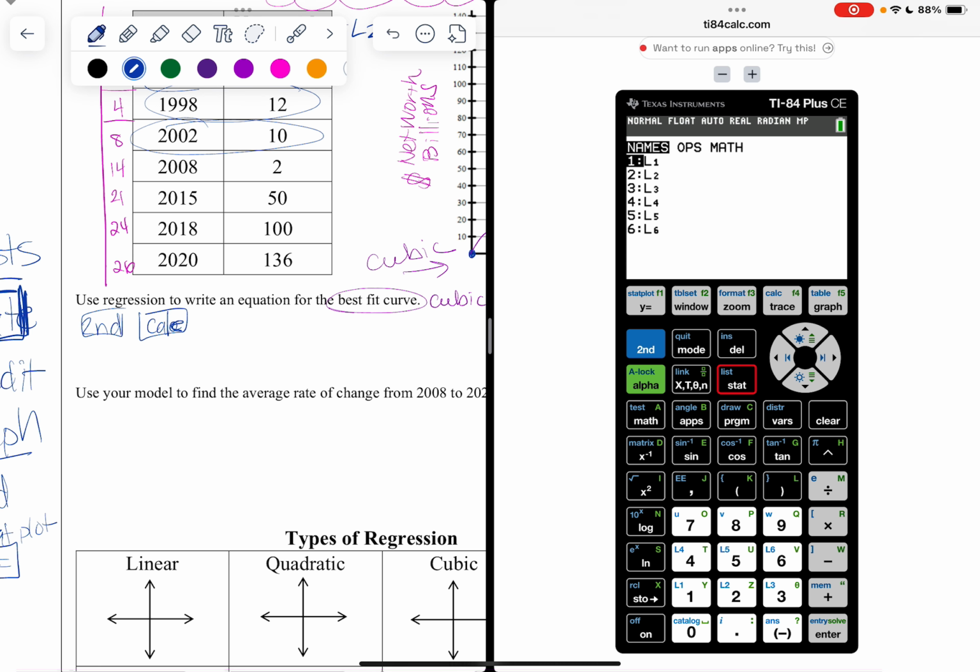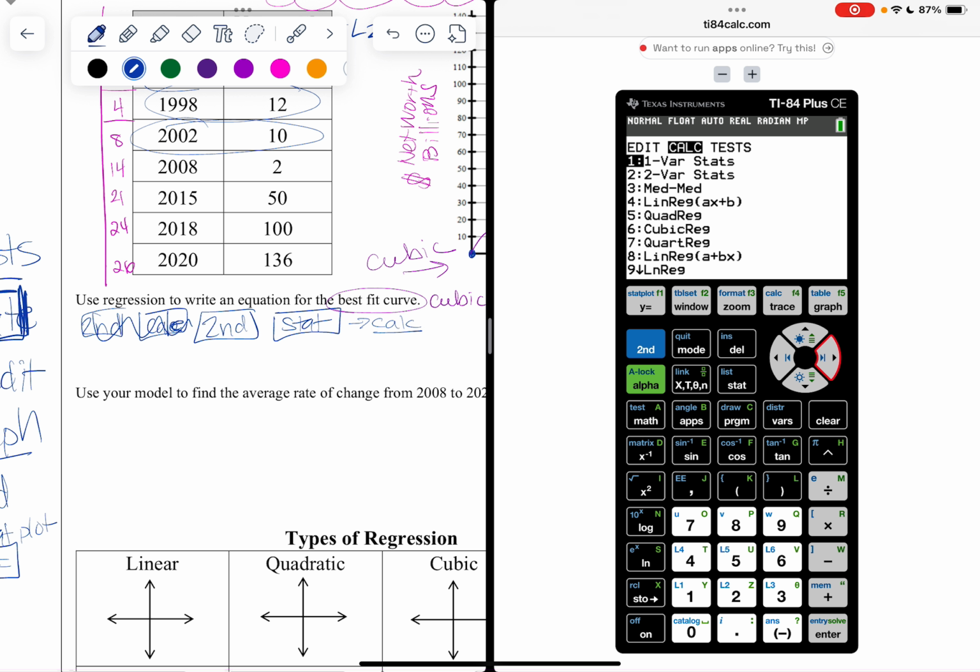Hold on. Let me find it before I tell you what to do. Oh, there it goes. Okay. You're actually going to go second. Let's fix this. You're going to hit second, and then you're going to hit stat. Okay, so second stat. And then you're going to go to the calc option.